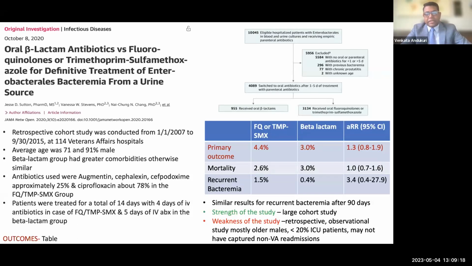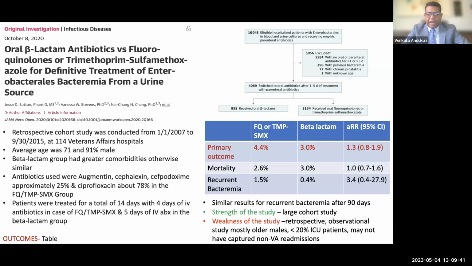So if you look at the study, there were about 10,000 patients they started off with, but by the end, before they got down to the numbers, there were about 1,000 patients. So 955 received oral beta-lactams, and just over 3,000 patients received oral fluoroquinolones or trimethoprim sulfa.